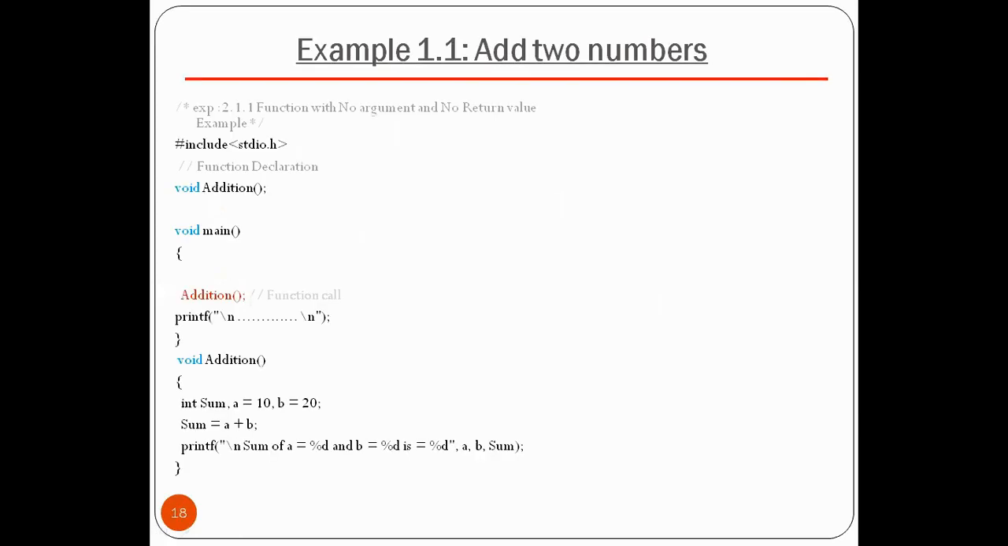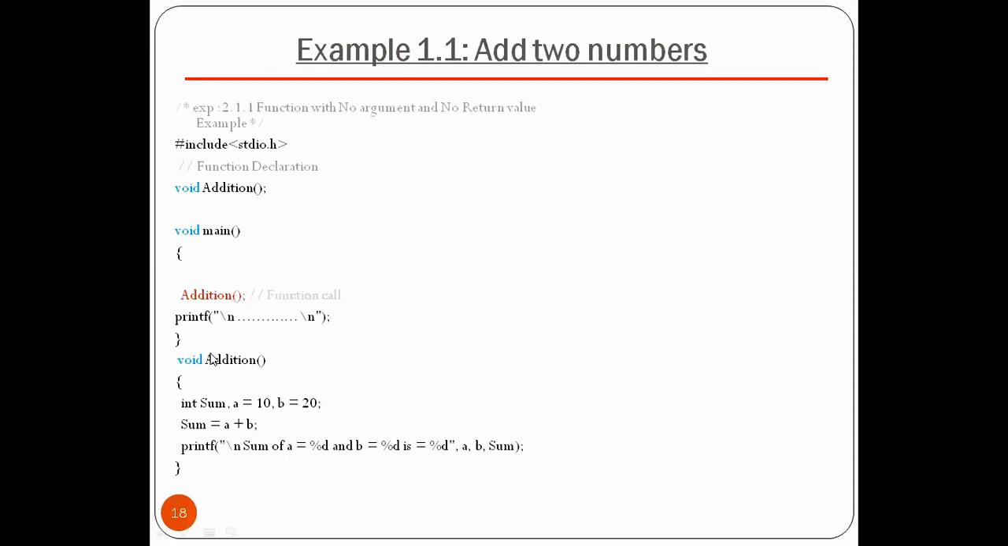So coming towards an example, just add two numbers with no arguments and no return type. So this is your function declaration. You can see void addition, simple brackets. This is the main function. This is where we are calling the addition function. Here we are calling the function. We are not storing anything because we are not getting back anything. We are not passing any value because there is no argument.